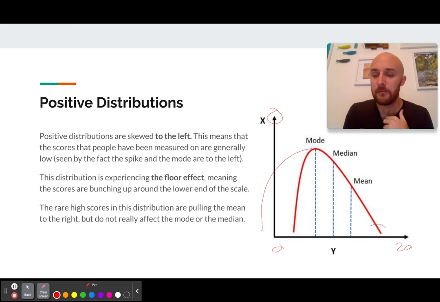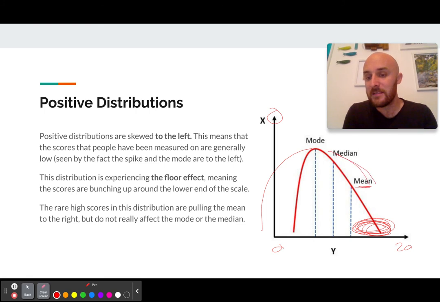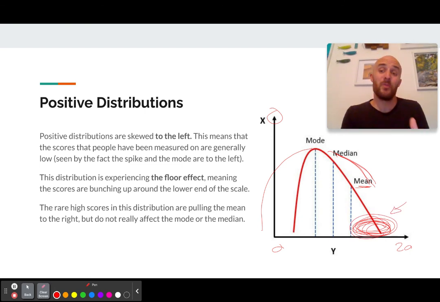The odd, the very rare high scores down here, what they are doing to the mean is they are dragging this mean down here. The mode doesn't change. These freakishly high scores don't affect the mode whatsoever. They slightly affect the median, and you do need to understand why.